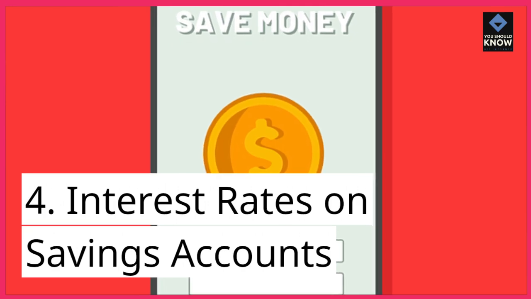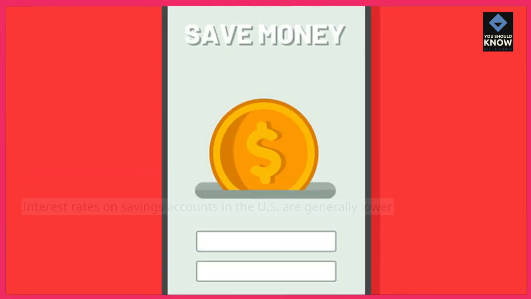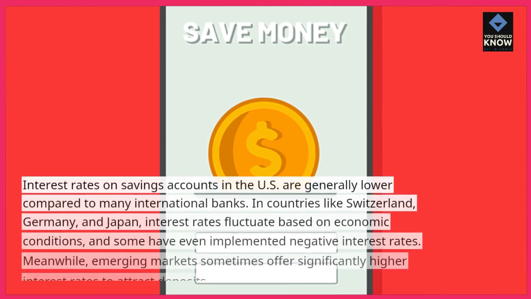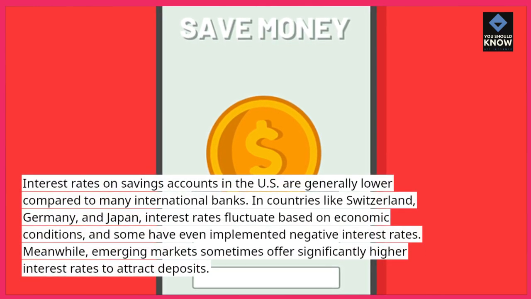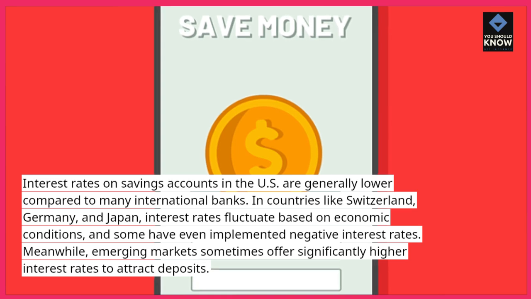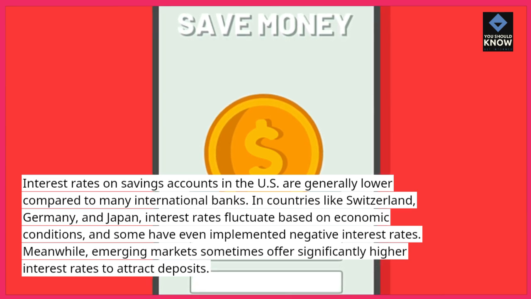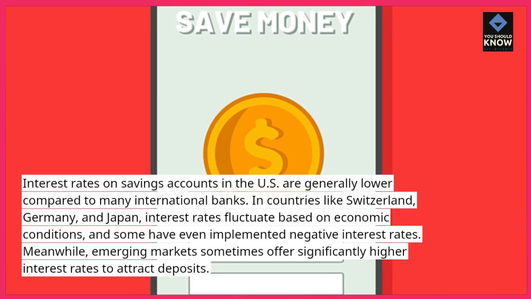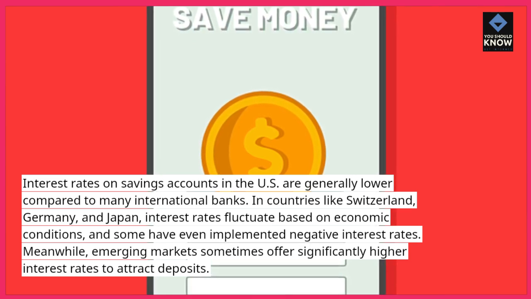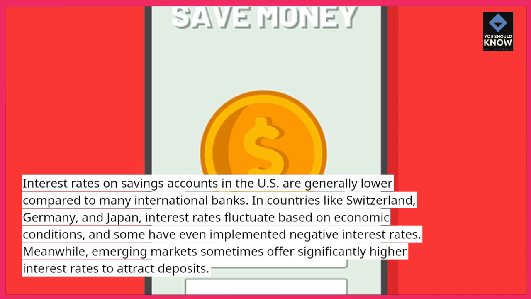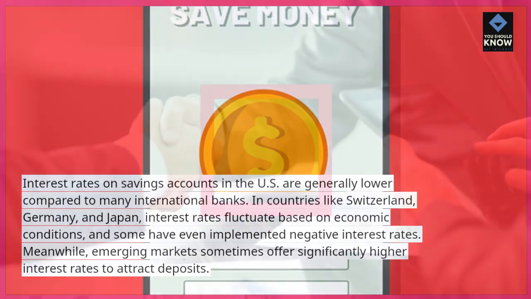4. Interest rates on savings accounts. Interest rates on savings accounts in the U.S. are generally lower compared to many international banks. In countries like Switzerland, Germany, and Japan, interest rates fluctuate based on economic conditions, and some have even implemented negative interest rates. Meanwhile, emerging markets sometimes offer significantly higher interest rates to attract deposits.